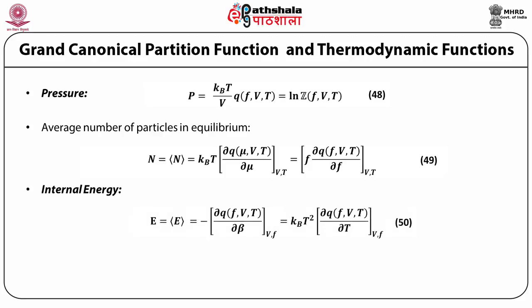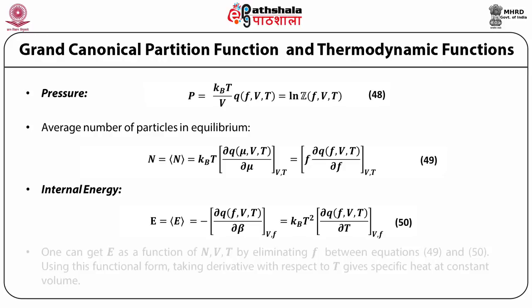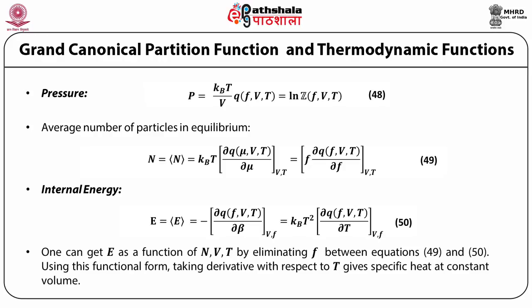Internal energy E can be written as the mean value of E, equal to the negative of the partial derivative of Q with respect to beta at constant V and constant F, which is equal to kBT squared multiplied by the partial derivative of Q with respect to T at constant V and F. One can get E as a function of N, V, T by eliminating F between equations 49 and 50. Using this functional form, taking the derivative with respect to T gives the specific heat at constant volume.